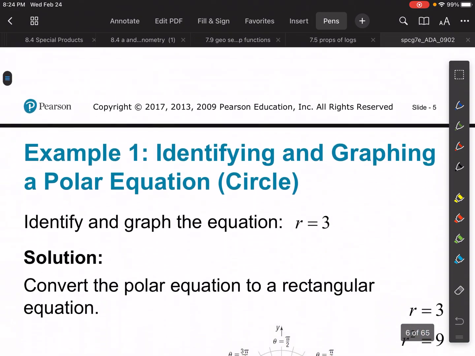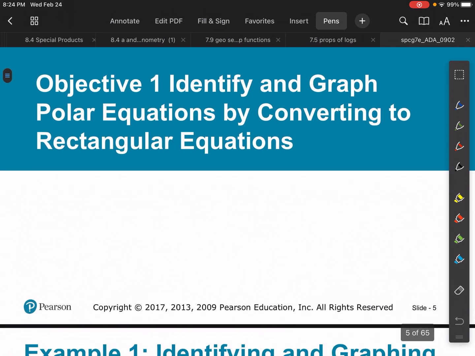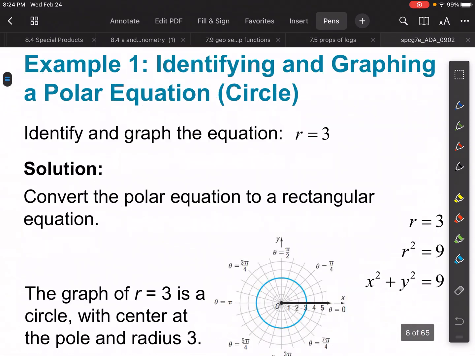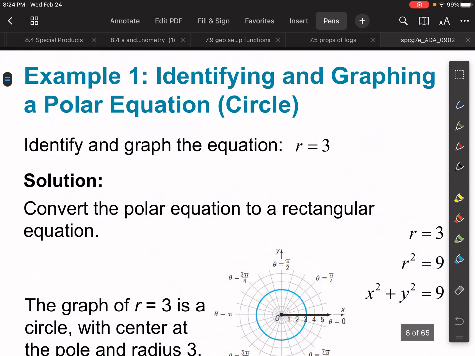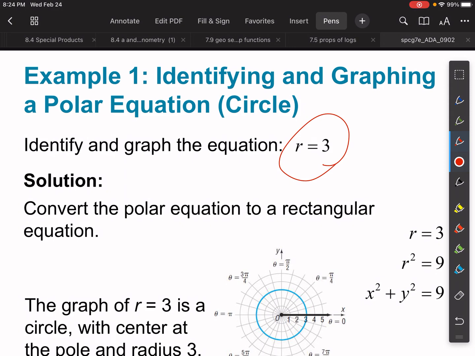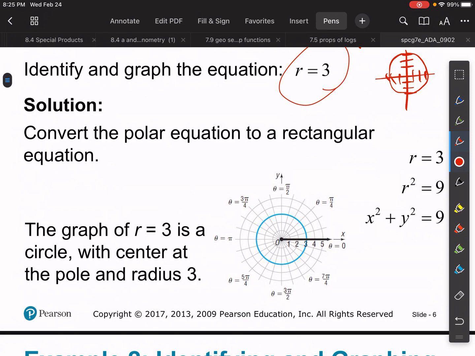Okay, so let's get into this, guys. So objective 1 is let's identify and graph polar equations by converting to rectangular. So first off, they give us a nice easy one. They say, okay, what if r is equal to 3? Well, if r is equal to 3, r, remember, stands for the radius, the length of the radius. So if r is 3, and that's all we know, it's going to look like a circle that has a radius of 3. Okay, so it looks something like that. And the center is going to be at 0, 0. Okay, so that's all it is.